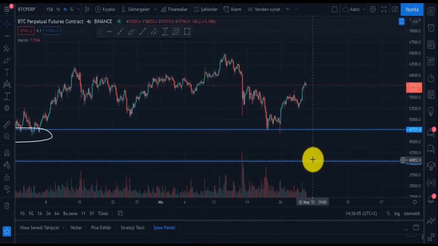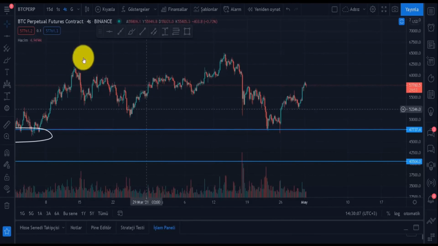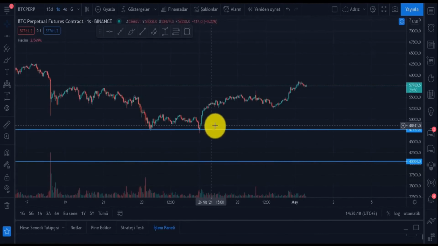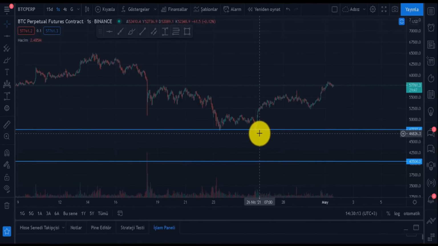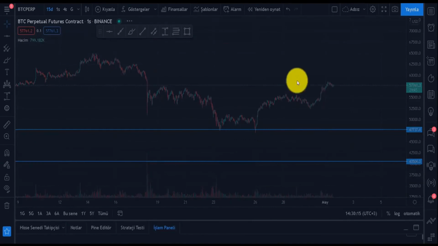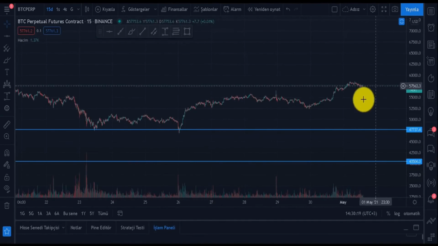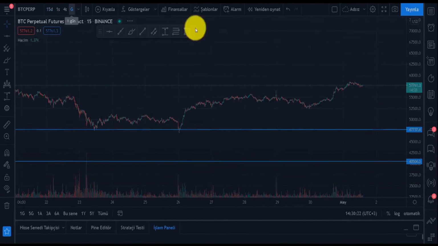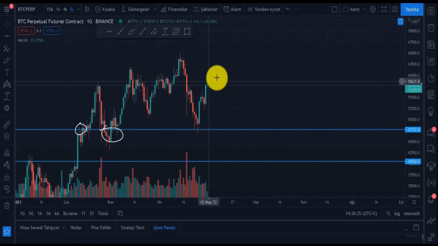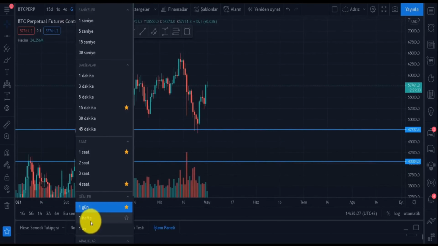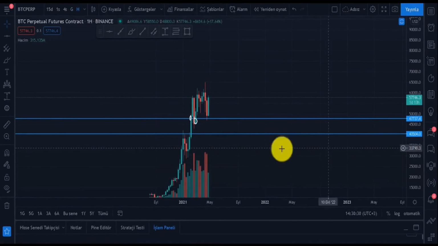In 4-hour charts, we usually predict what could happen within 2 to 3 days. On hourly charts, we generally predict what might happen today or tomorrow during the day. In the 15-minute charts, we predict what could happen in the next 4 to 5 hours. We predict what could happen this week within a daily chart. In this way, we also predict what could happen this year in weekly charts.